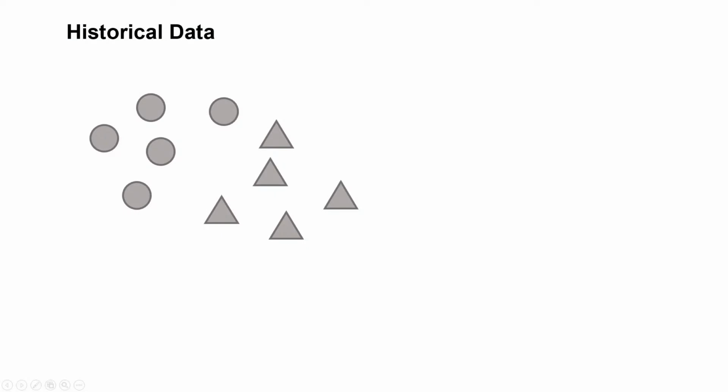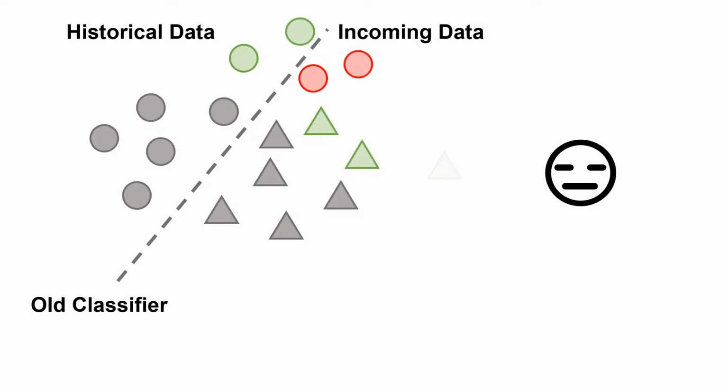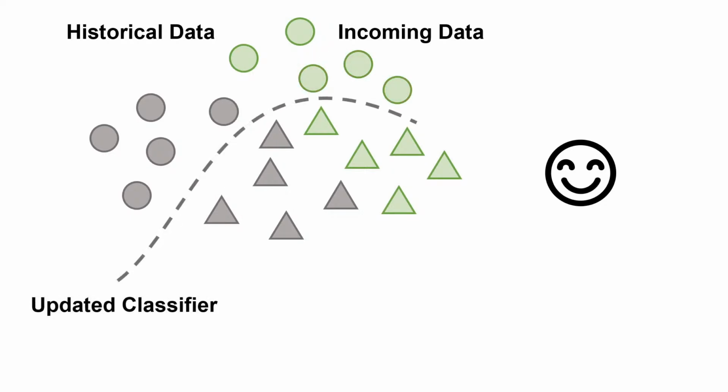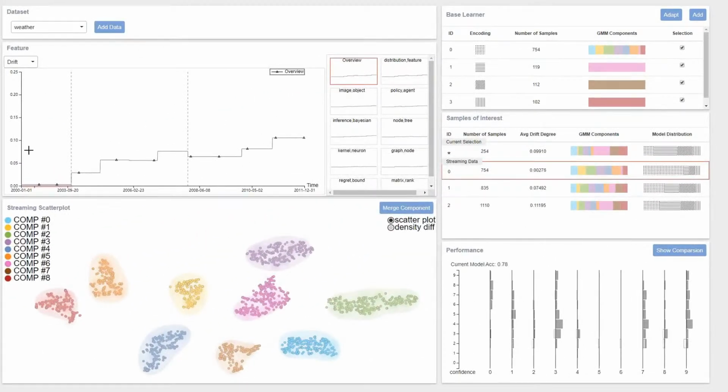The classifier trained on the historical data may fail to classify the incoming data when the data distribution is changing. This phenomenon is called concept drift. To handle the concept drift, we developed DriftVIS, a visual analytics system to help the expert understand when, where, and why the drift happens, and update the model to improve performance.